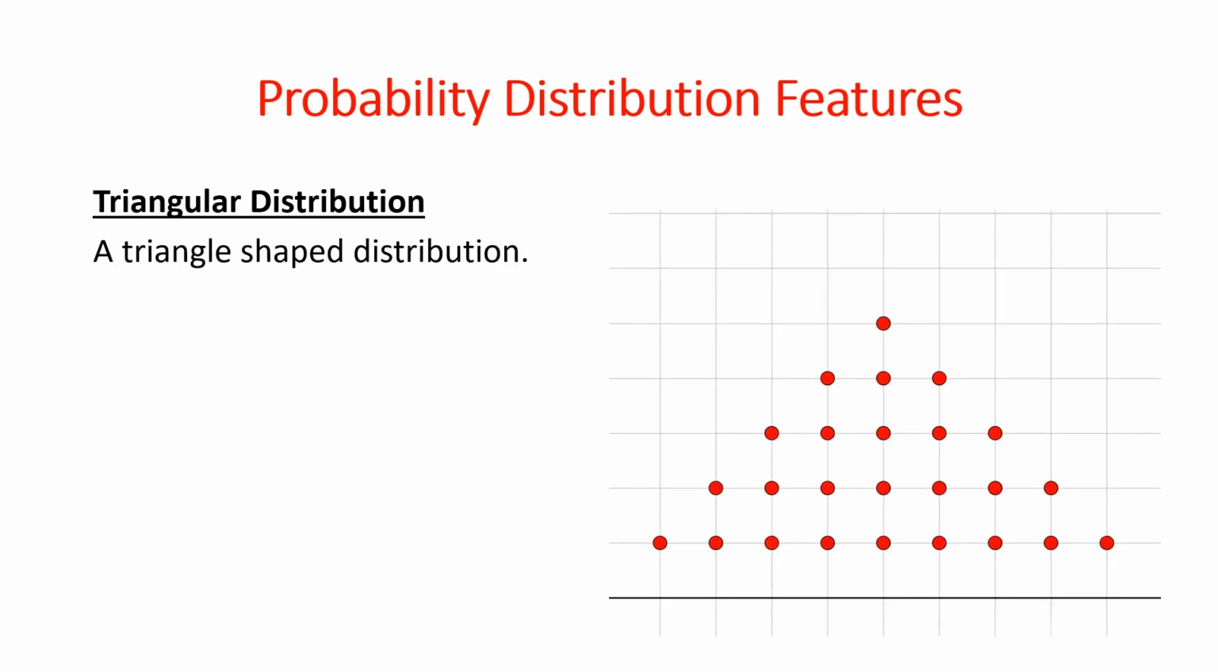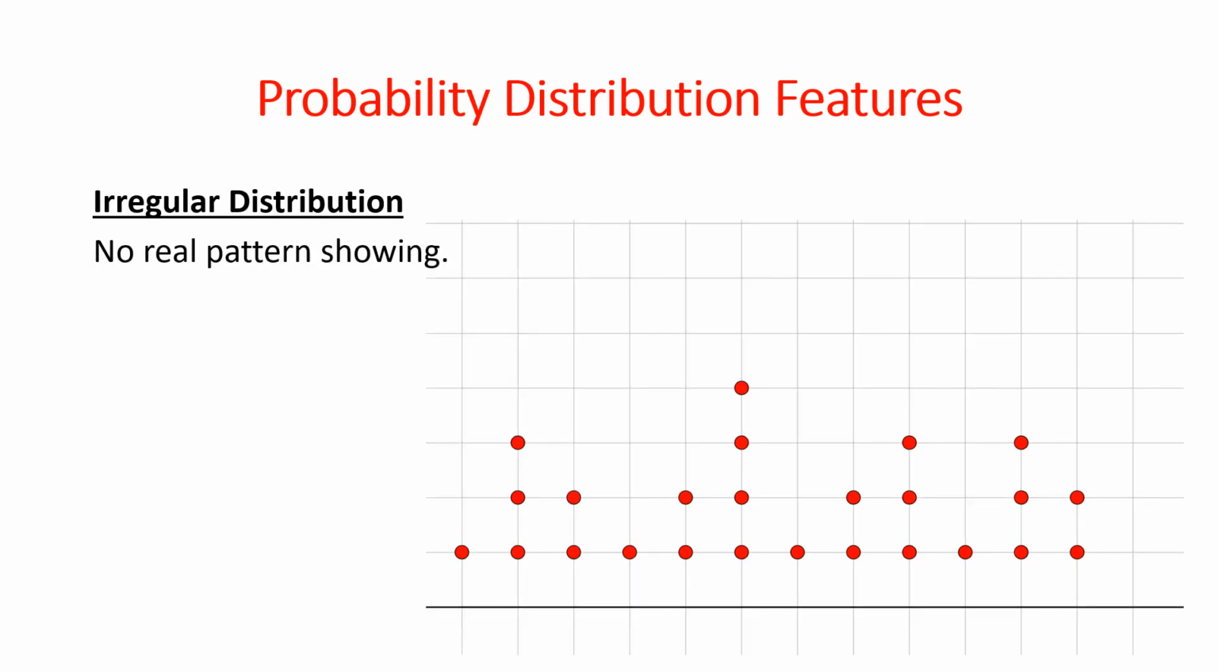We have triangular distribution. Now, this may get confusing with the normal distribution, but we're going to talk more about triangular distribution later in the videos near the end. Triangular distribution, basically the data actually forms a pretty clear triangle. And then we have an irregular distribution where there's no real pattern shown in the data.